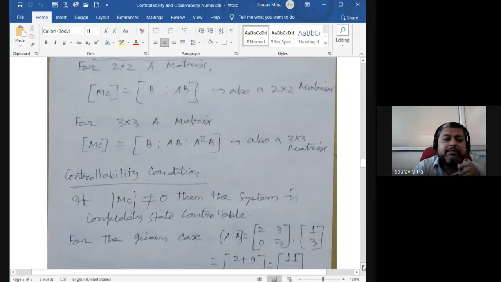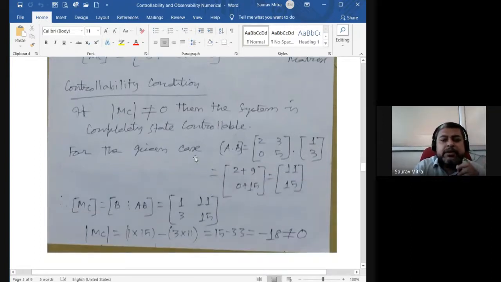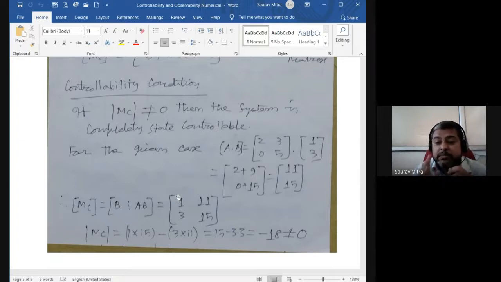So now our A and B are given. For the given system, AB is equal to [2 3; 0 5] into [1; 3]. So first multiply A and B to get AB. It is also going to be a column matrix. The controllability matrix is B and AB. B was given as [1; 3]. Please don't mix up the row and column. In all these numericals, keeping rows and columns separate is very important.